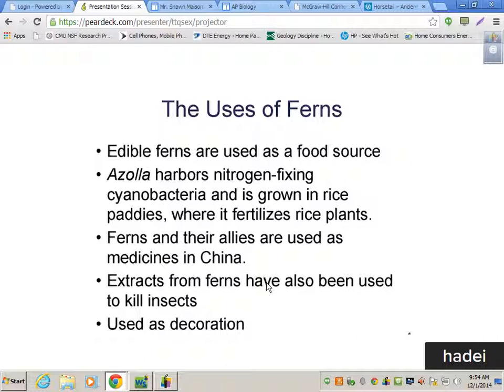So if you go up into the mountains of China, you find these fern forests that surround all of the steppe farms of their rice paddies. And the farmers actually grow these for two reasons. They prevent erosion and they fix nitrogen. And the ferns and other allies are used as medicines in China.